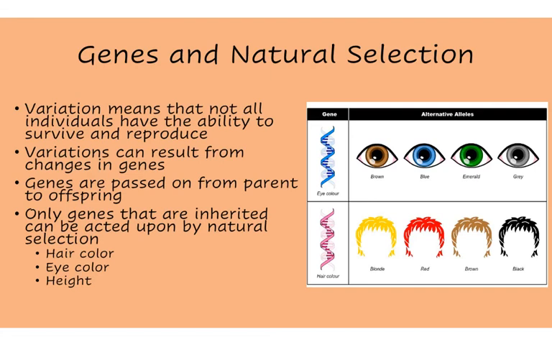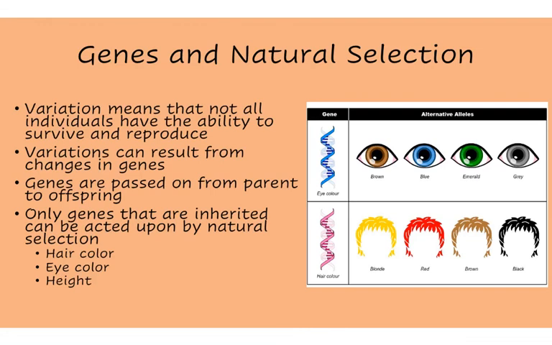And then hair color is another gene. So your mom has red hair and your dad has brown hair, and your mom passed her red hair on to you. So genes are passed on from parent to offspring, and only genes that are inherited can be acted upon by natural selection. Meaning natural selection can only act upon genes or things that are inherited, such as hair color or eye color or height or shell hardness in terms of turtles or whatever. So we're talking about traits that are genes that can be inherited from one generation to the next. And that is what natural selection can act upon.